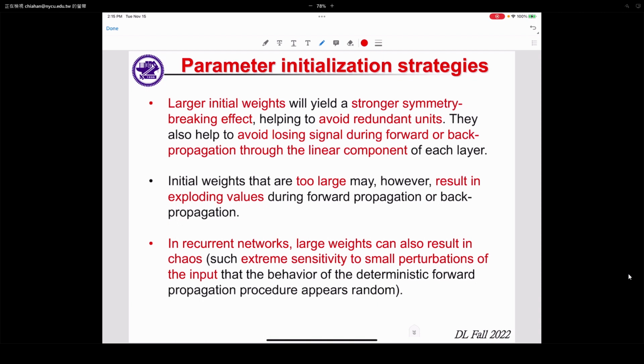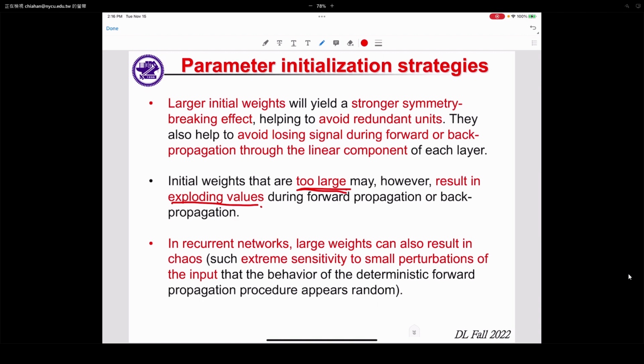Actually, the keywords I mentioned. If you know nothing, you don't know how to explain why your neural network failed. How to explain to your advisor? The keyword. If it's too large, then you have exploding values. Exploding gradients, vanishing gradients.